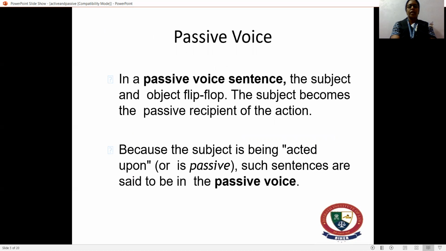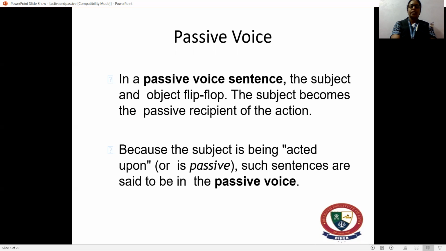Right. Since we have seen what is meant by voice, what are the two types of voice, that is active and passive, what we mean by active voice, the explanation for active voice with certain examples, now let us move on to the other voice, that is passive voice. We will see what we mean by passive voice, and we'll also see certain examples for these passive voice sentences.